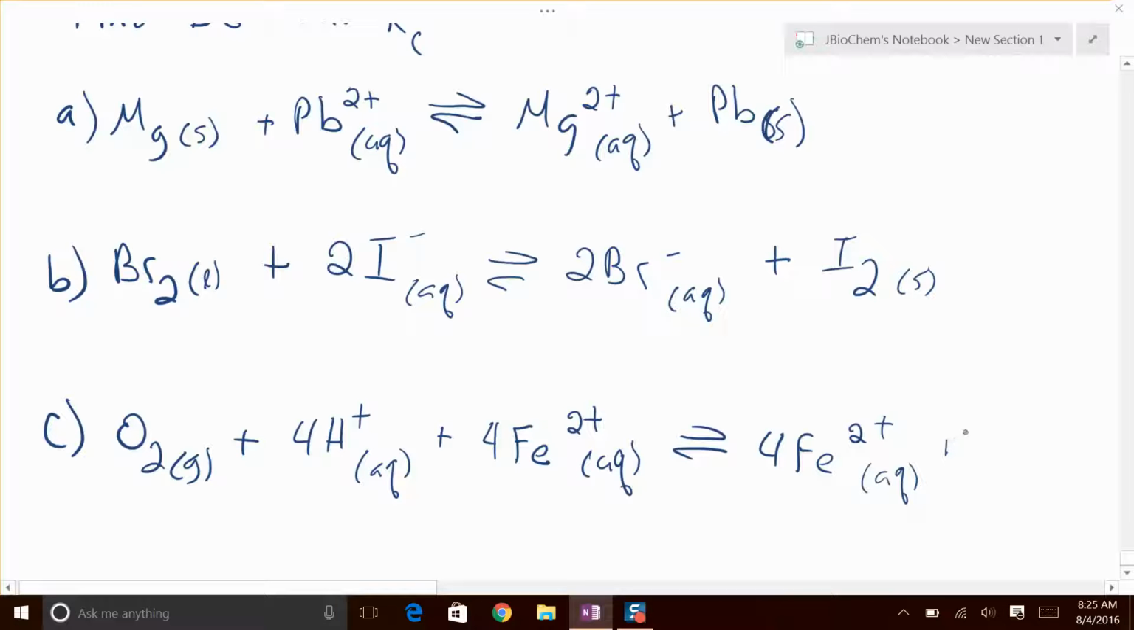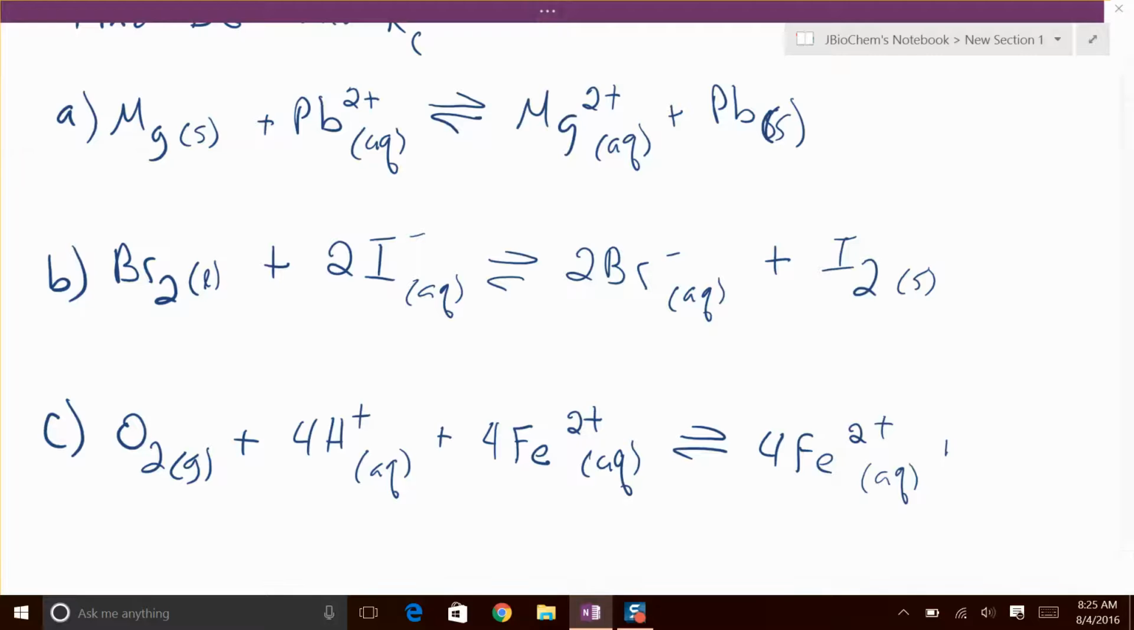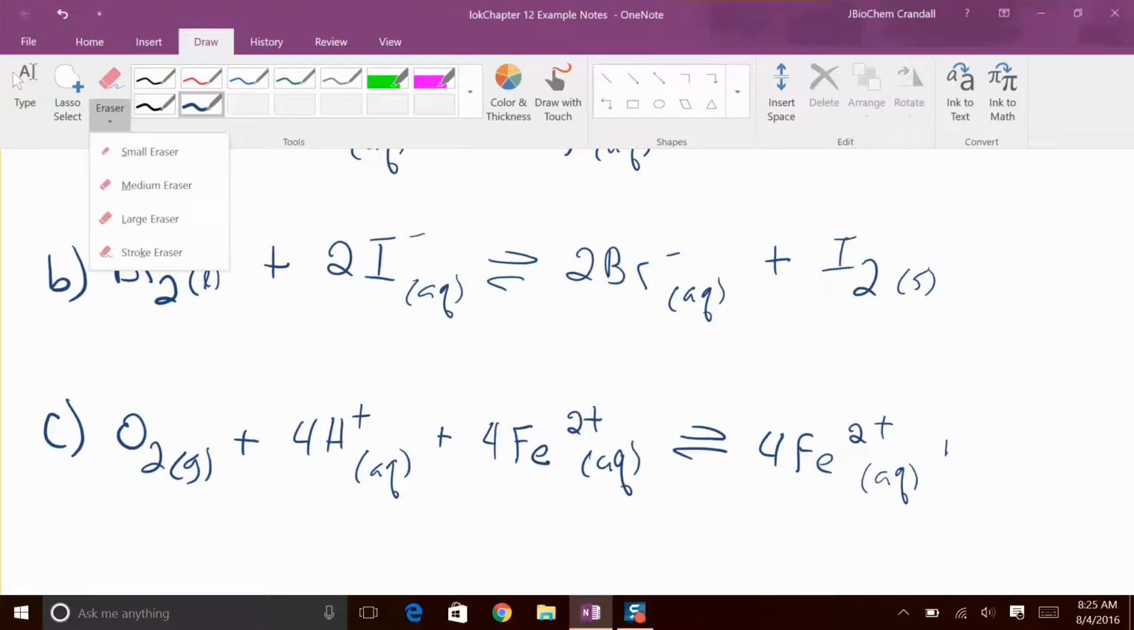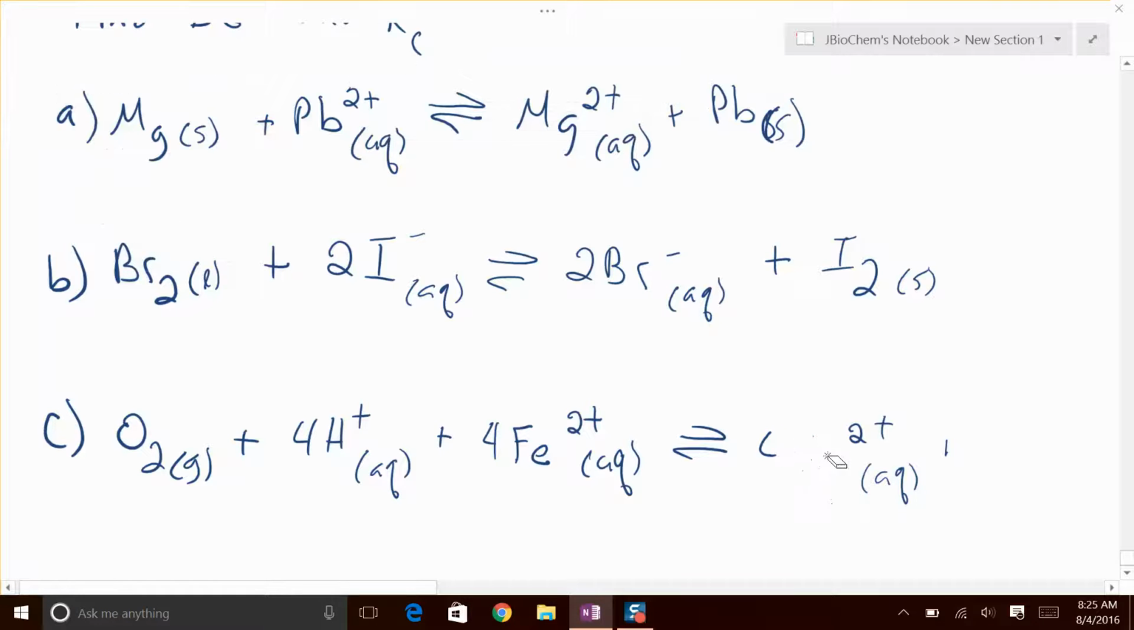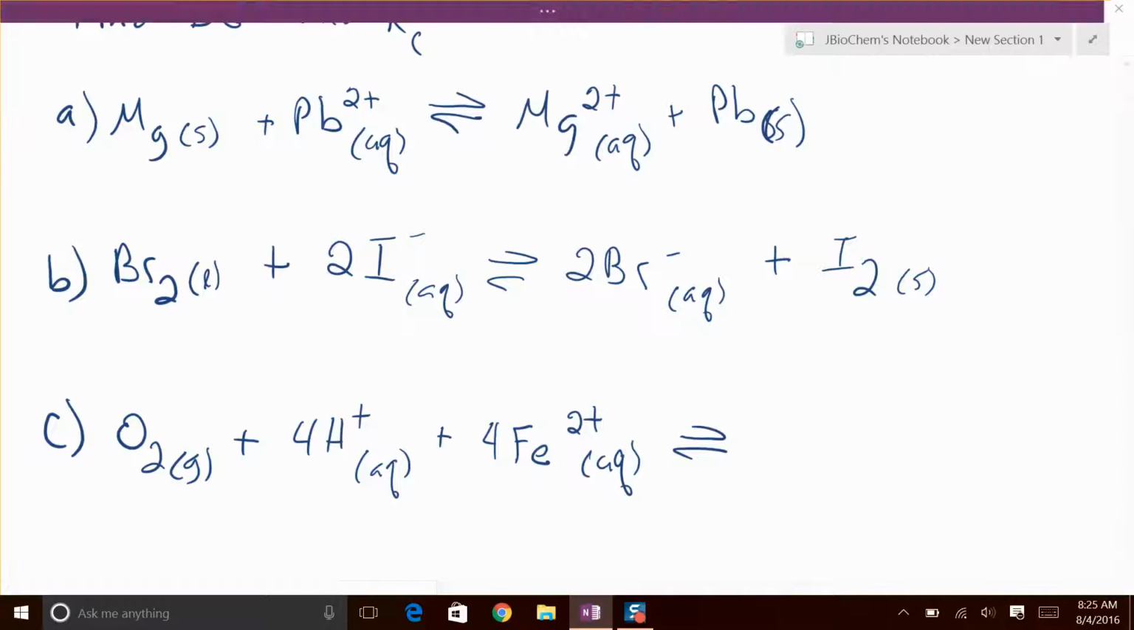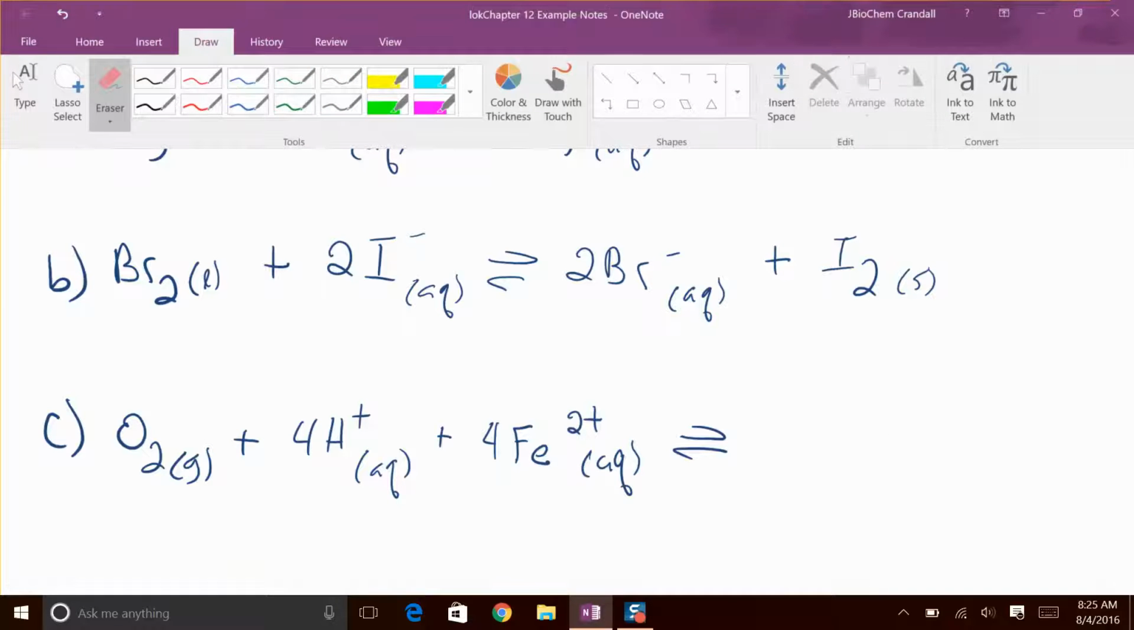Oh shoot. Eraser. Is it the same as electrode potentials, half cell? Yes, I think so.